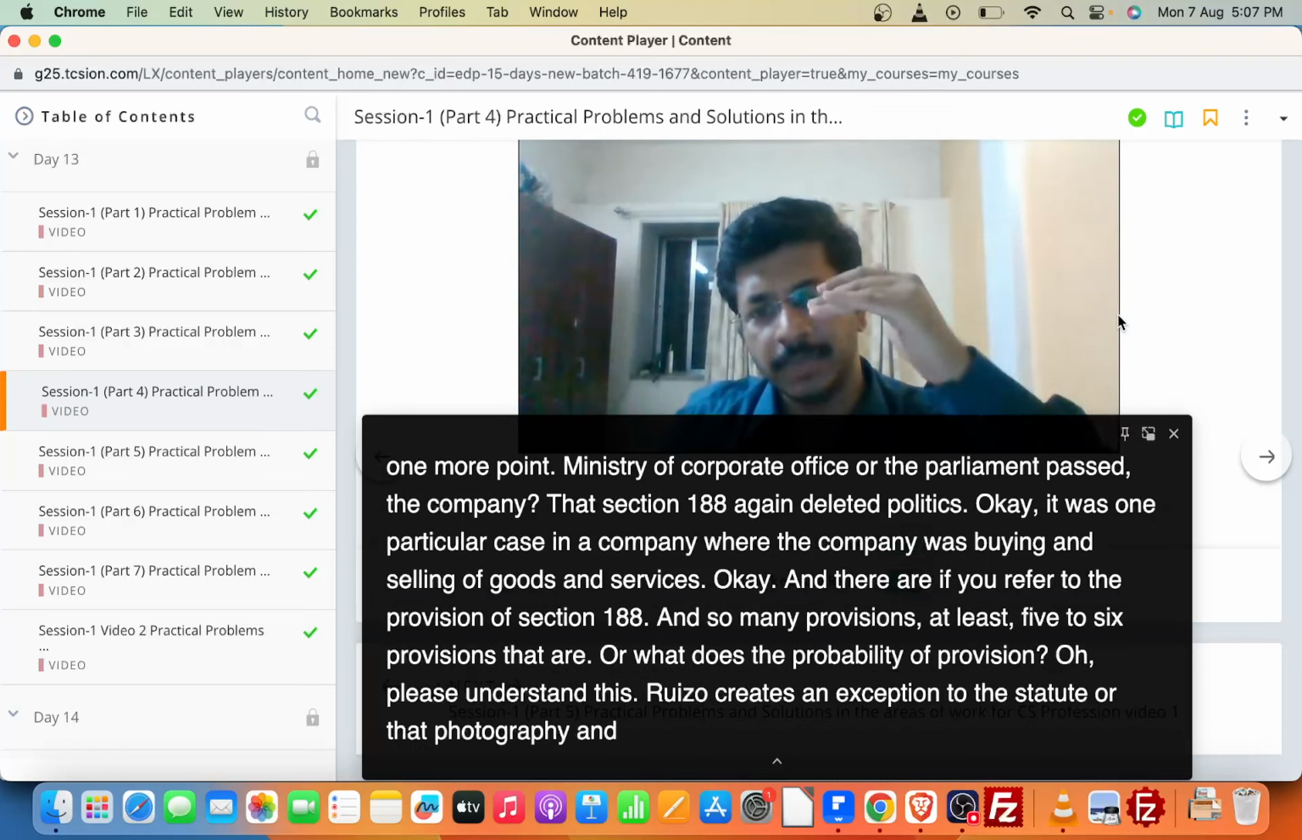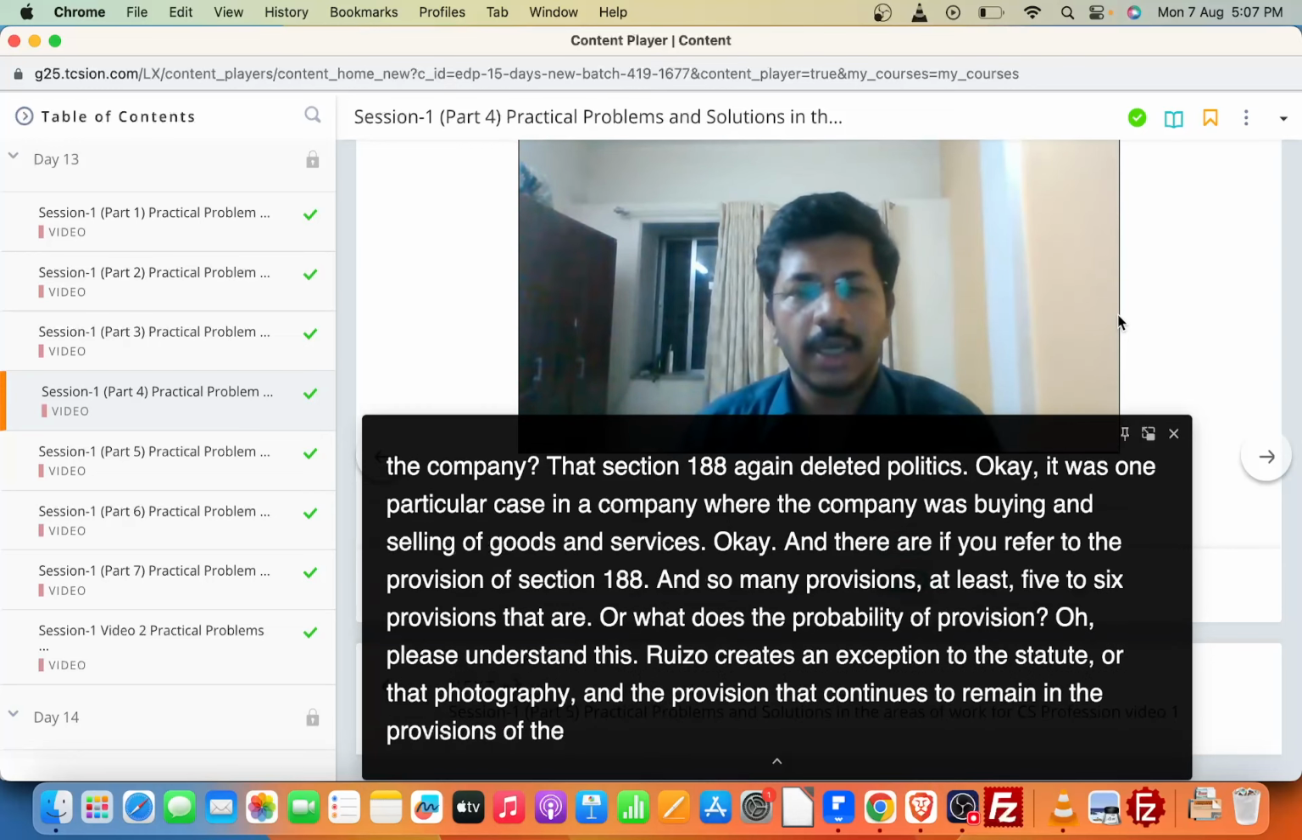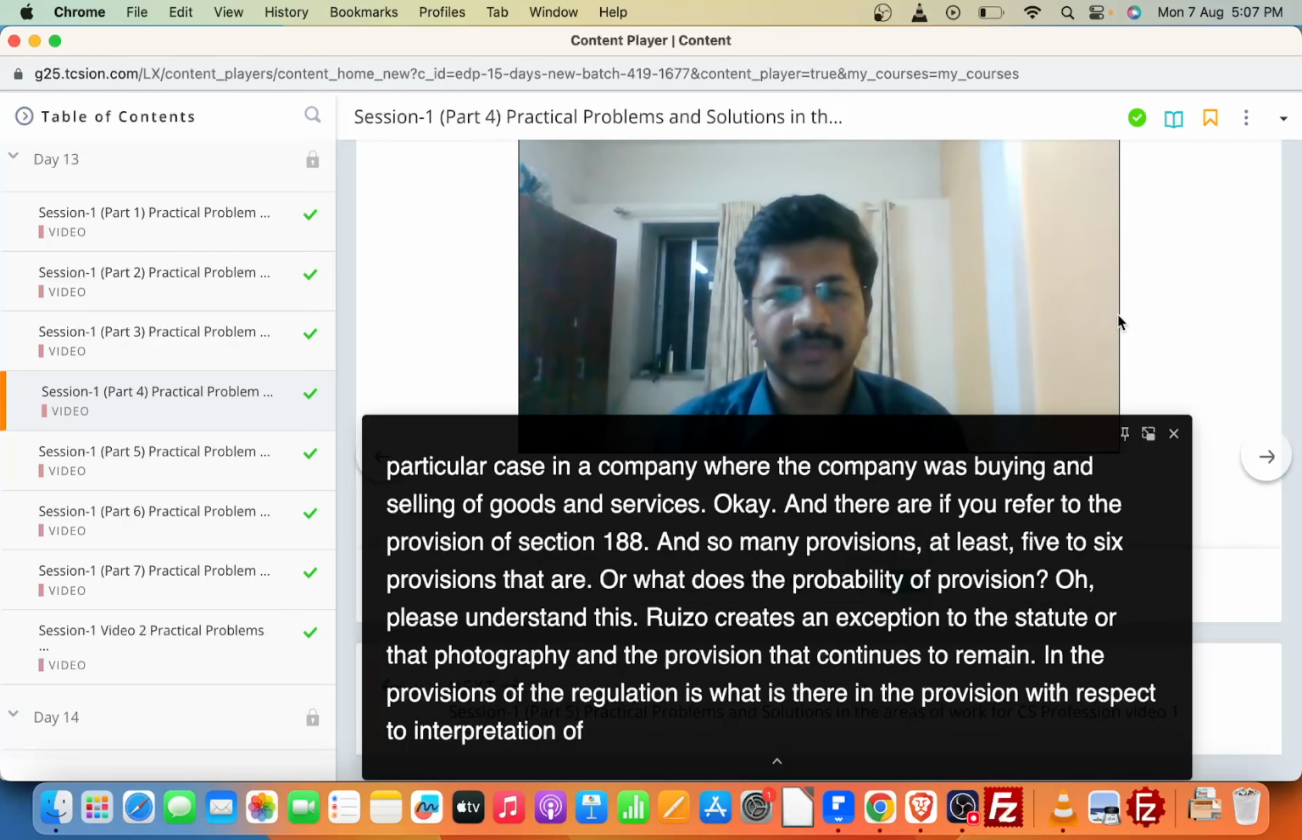And the provision that continues to remain in the provisions of the regulation is what is there with respect to interpretation of statute.